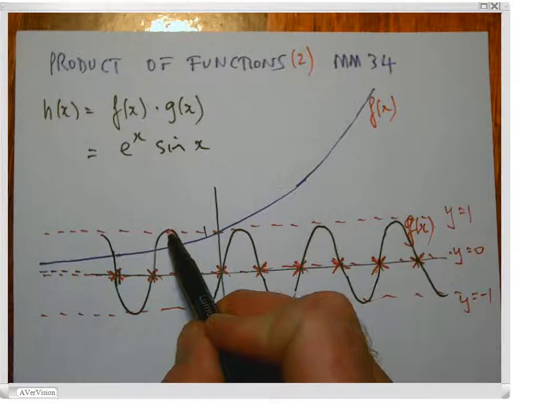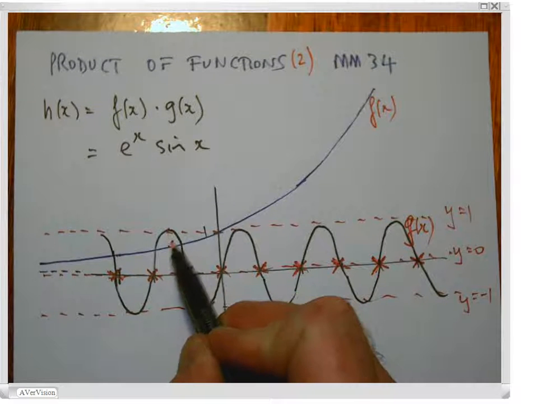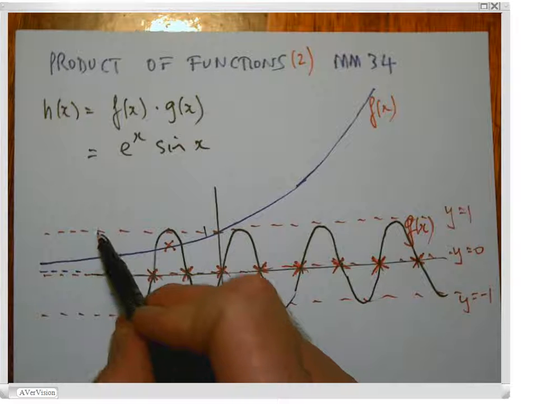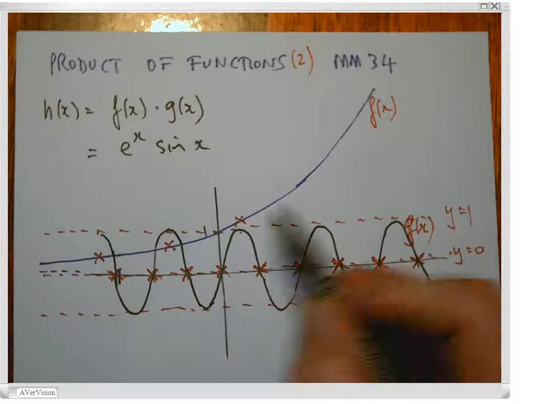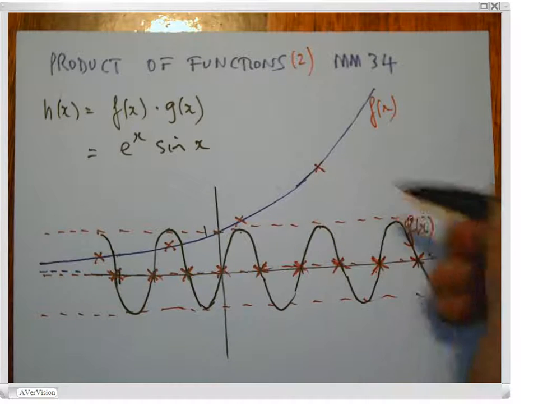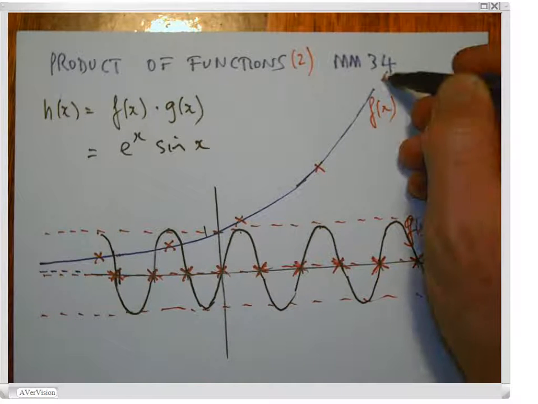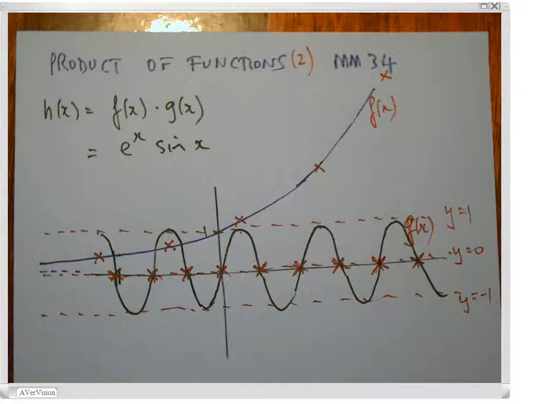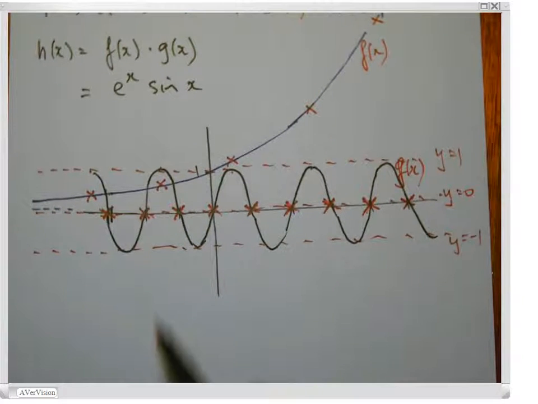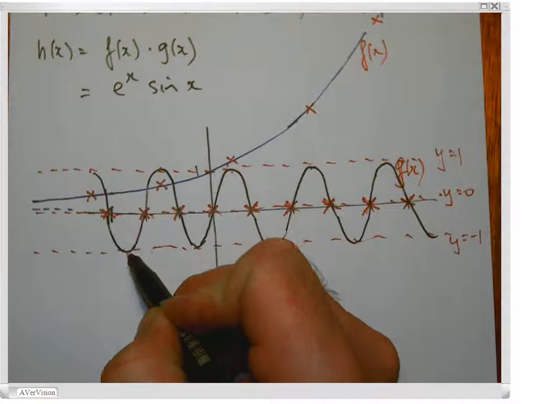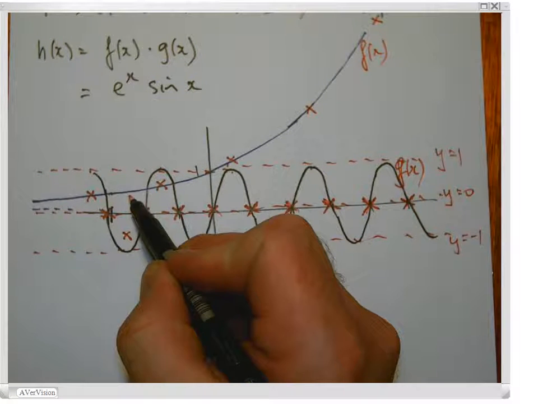Now, multiplying by sine of x is really quite nice, because when y equals 1, 1 times the blue curve will equal the blue curve, at every point. When y equals negative 1, it's going to be the blue curve multiplied by negative 1. So the blue curve multiplied by negative 1 will give me a value the same distance below the x-axis as it was above.